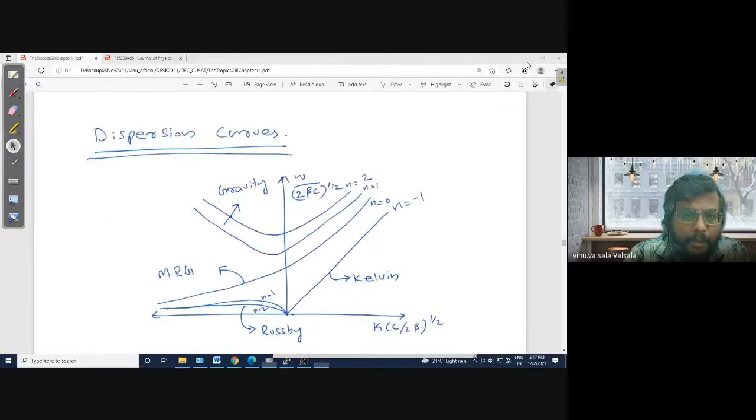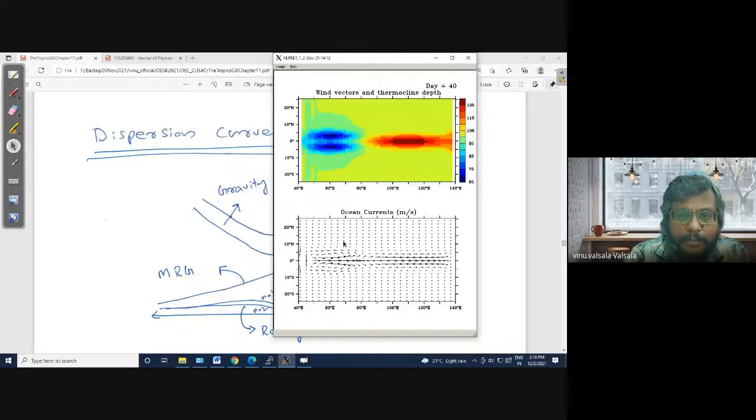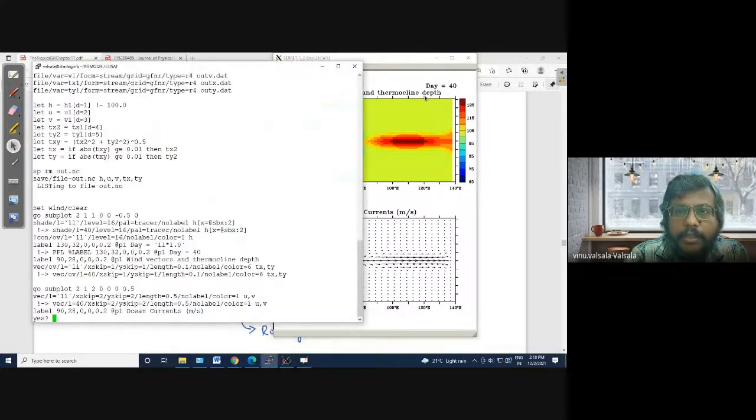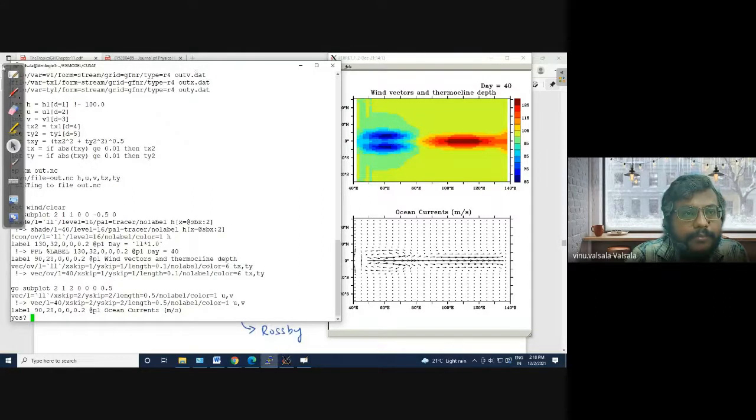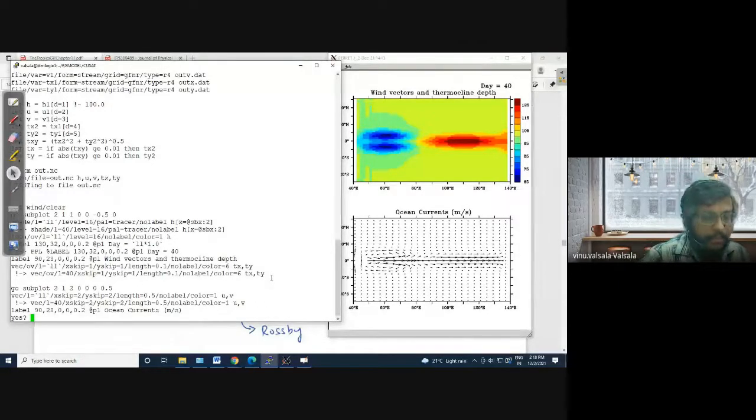So, to make it simple, let us go back to our numerical experiment, which is shown here. On day 40, we have seen that the waves have arrived at the eastern boundary, and the Kelvin wave and the Rossby wave arrived at the western boundary. So now let us go ahead and plot what happens if you advance.